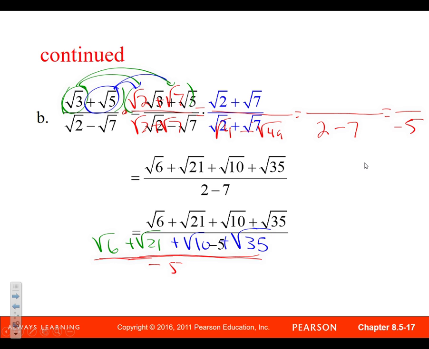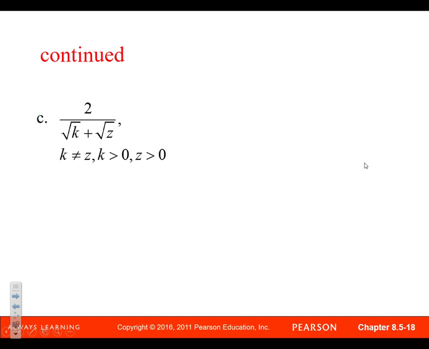Alright, moving on. The imaginaries. K cannot equal Z? Ew, that looks nasty.